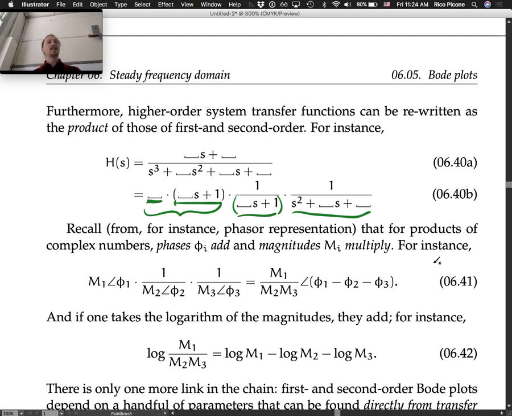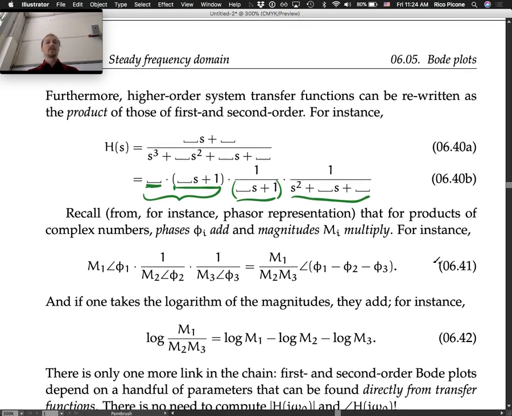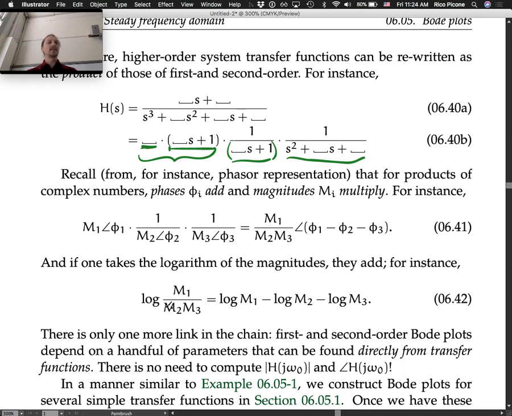And if one takes the logarithm of the magnitudes, they add. For instance, if you took the logarithm of m1 over m2, m3, that's just using your good old-fashioned log properties that you learned in high school? I don't know. When do you learn log properties?